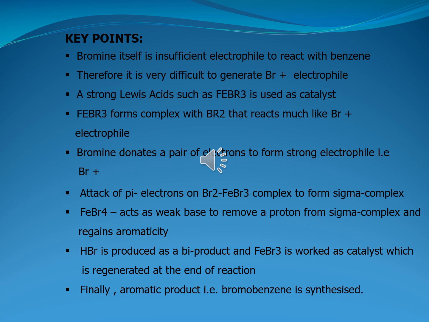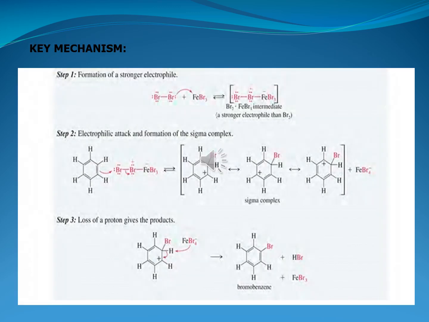So here one thing is important: if we do not use the catalyst, iron tribromide, the reaction of bromine with the benzene molecule is difficult and cannot proceed with enough product yield. The key mechanism of bromination consists of three steps. The first is the formation of a strong electrophile. The second step is electrophilic attack and formation of the sigma complex, and the third step is loss of a proton, which gives the final product and regains aromaticity.